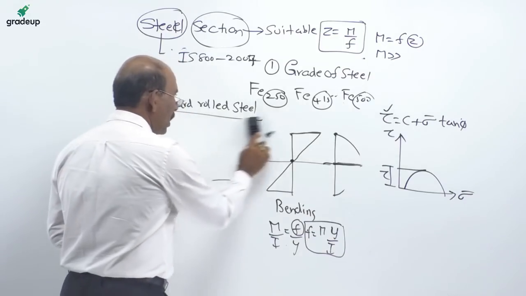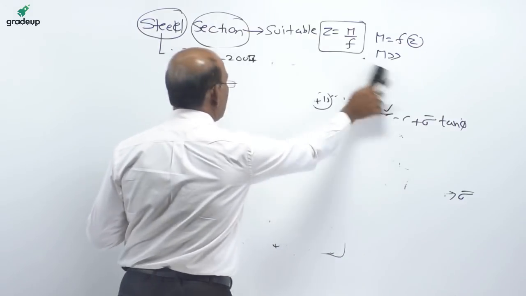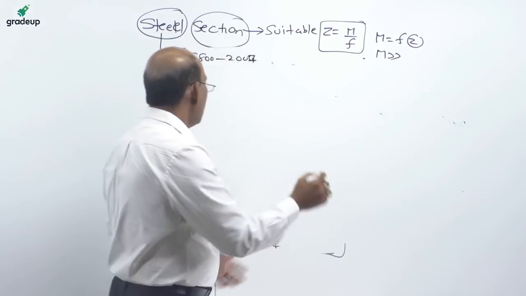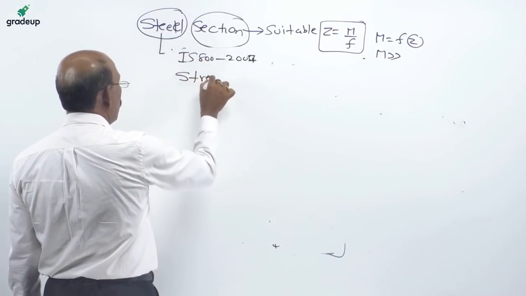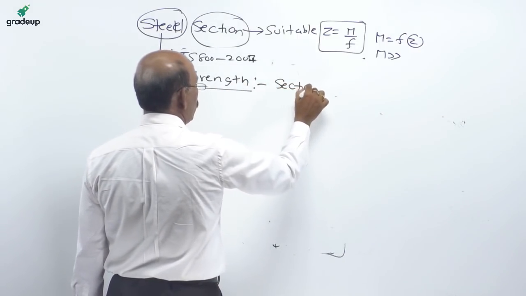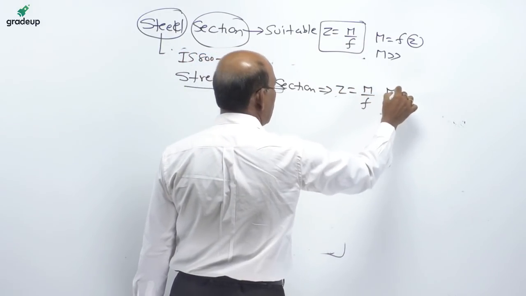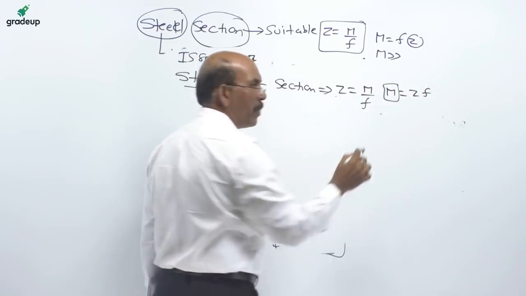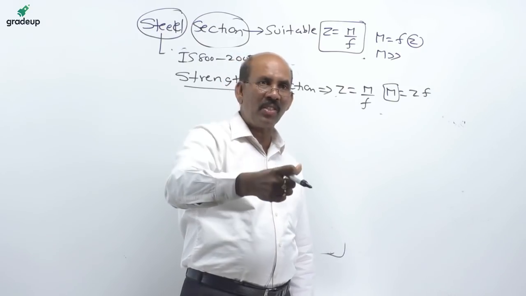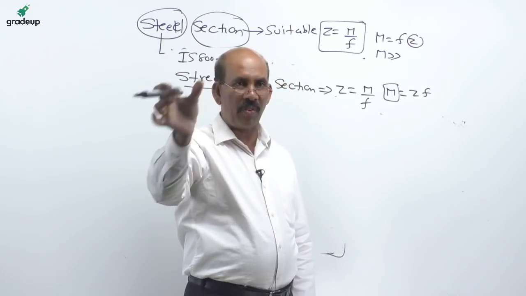Let us see the strength of a particular section. These are the sections and the grades, and coming to the strength of a section, the strength refers to the section. So Z is equal to M by F, that is, M is equal to Z into F. This M is nothing but the resistance. Resistance means the capacity of the member to resist the bending effect. That is called the moment of resistance.